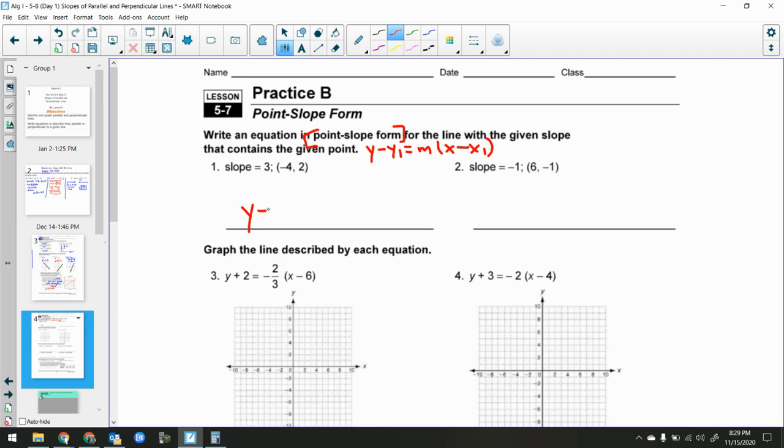So all we're simply going to do is say y minus 2 is equal to 3x. Now, instead of minus a -4, let's say just plus 4. And that's it. Don't do anything else. Doing anything else would take it out of point-slope form.